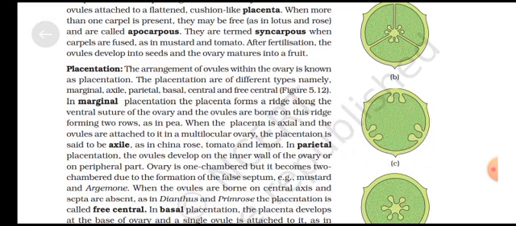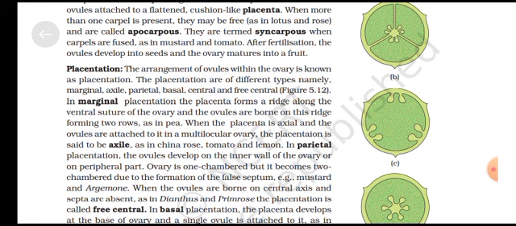Placentation. The arrangement of ovules within the ovary is known as placentation. The placentation is of different types, namely marginal, axial, parietal, basal, central, and free central. In marginal placentation, the placenta forms a ridge along the ventral suture of the ovary and the ovules are borne on this ridge, forming two rows as in pea. When the placenta is axial and the ovules are attached to it in a multilocular ovary, the placentation is said to be axial, as in China rose, tomato, and lemon.